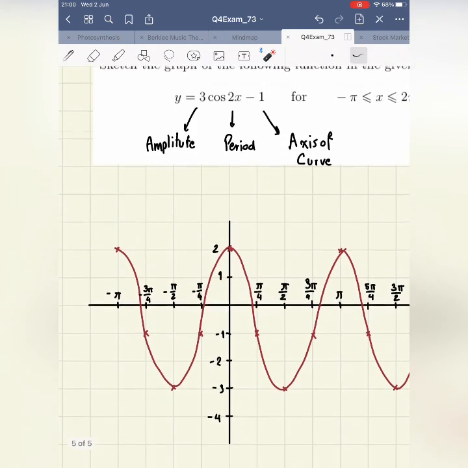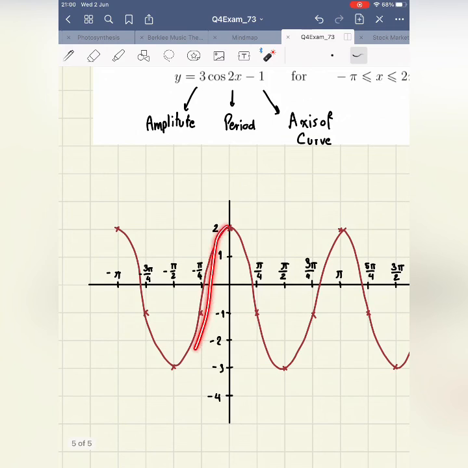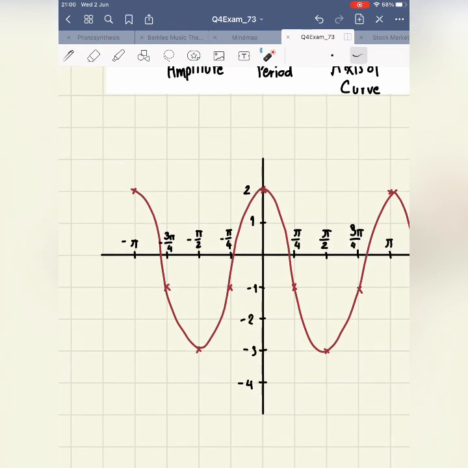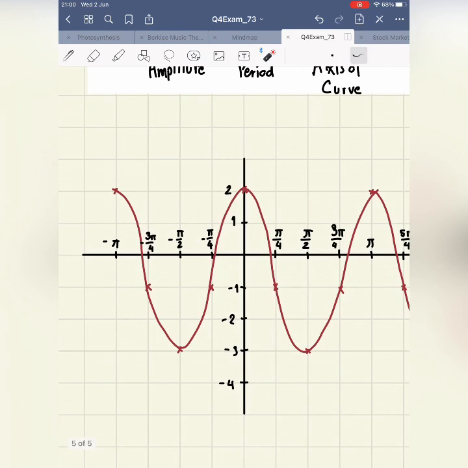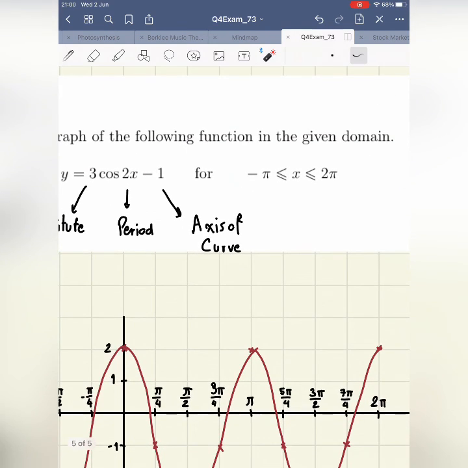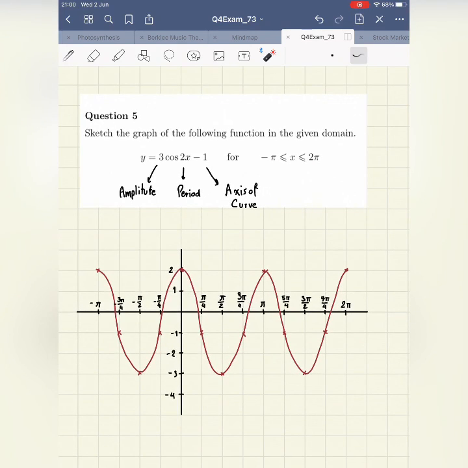And on the negative side, we will draw it like the positive one, the maximum, axis of the curve, minimum, and so on. But right here we have only one graph because the question asks when we reach pi, not 2 pi, so kind of like halfway. So we end up with just one graph like this.